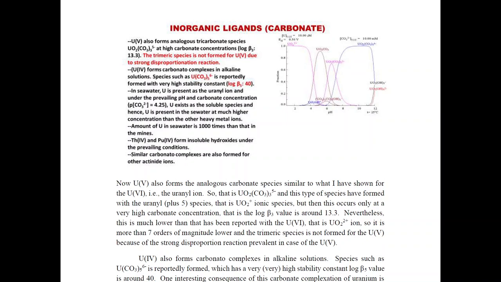U(IV) forms carbonate complexes in alkaline solution. Species such as U(CO3)5 6- are reportedly formed with a very high stability constant. Log beta 5 is really high.